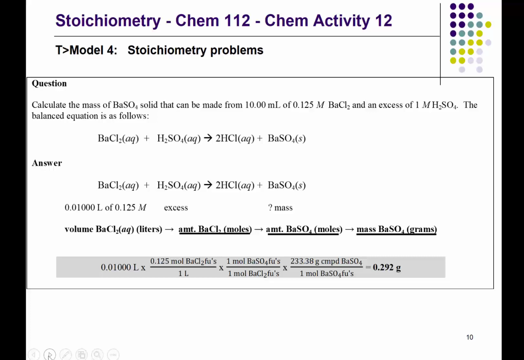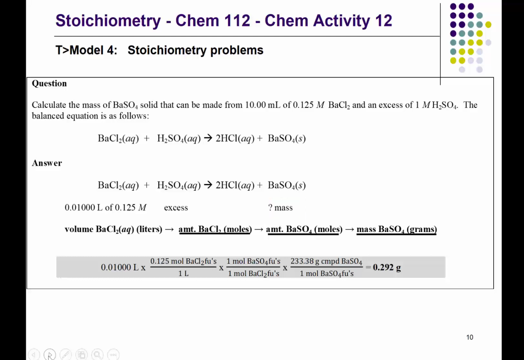And as I've encouraged you to do, use the balanced equation to organize your information. So under the barium chloride, I write the volume of solution. I've already changed the volume in mL to a volume in liters. So 0.01000 liters. And then the concentration. I write that we have an excess of sulfuric acid, so highlighting that the barium chloride is limiting. And I highlight the fact that we're looking for the mass of barium sulfate.